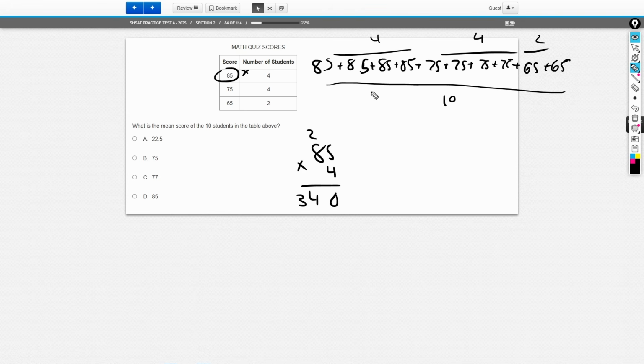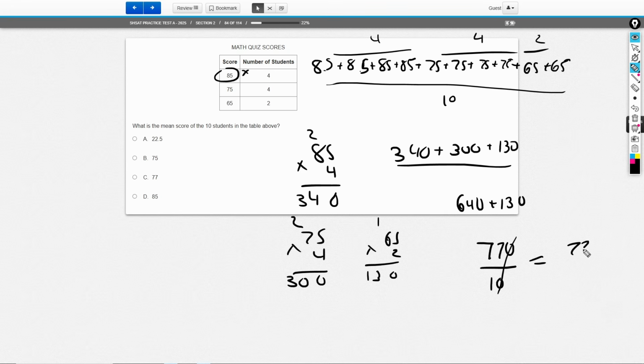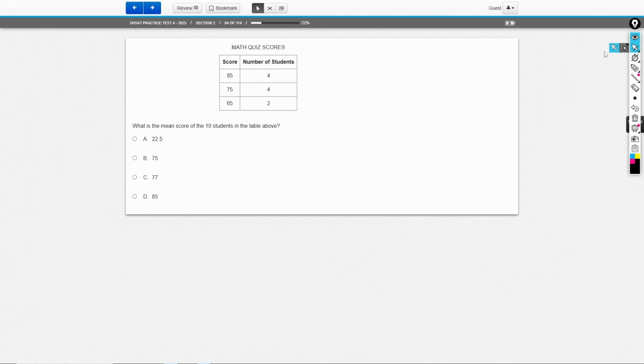That's 340. So all of these add up into 340. I'm going to add that to 75 times 4, which is 300. And I'm going to add that to 65 times 2, which is 130. Now I have to add these up. So 300 plus 340 is 640, and 640 plus 130 is 770. And I'm dividing this by 10. Divide this by 10, just get rid of the 0, and I get 77 over 1, which is 77. So the mean score here was 77, okay?